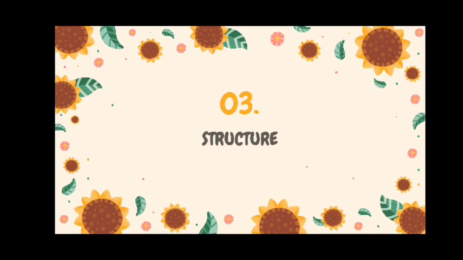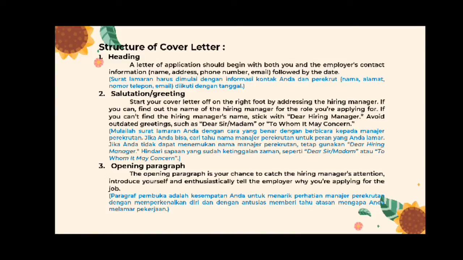The third is now structure of application letter. There's 6 in total structure for application letter. The first one is heading. A letter of application should begin with both you and the employer's contact information, which consists of name, address, phone number, and email, followed by the date.